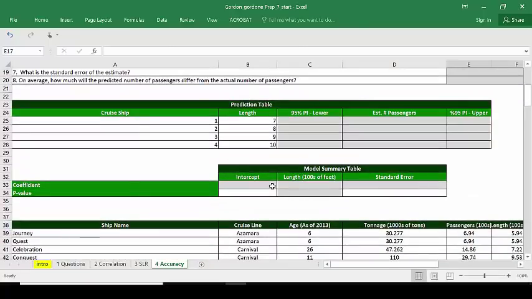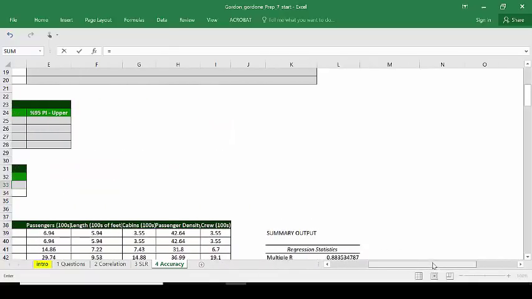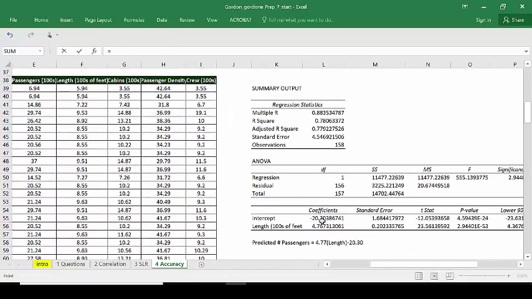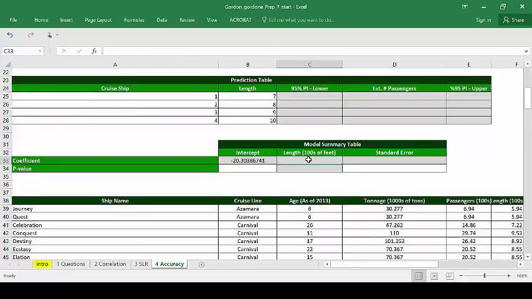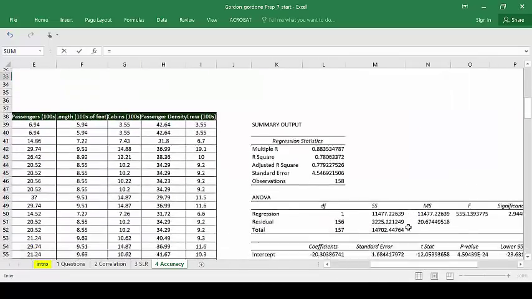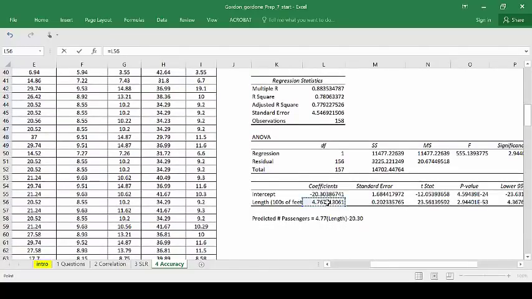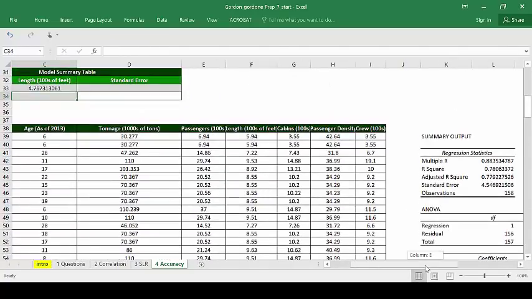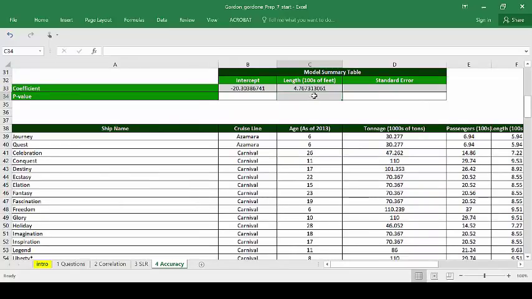Next, I'm going to want to complete the model summary table. So I'm just going to reference the appropriate cells in my output. So the intercept, again, is negative 20.30. The slope for the length is 4.77. And again, for the p-value, I'm not going to reference it because it's less than 0.001. So I'm going to do less than, space, 0.001.